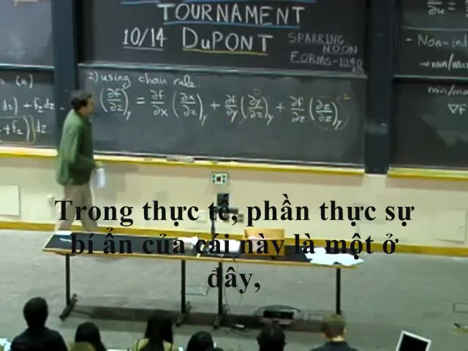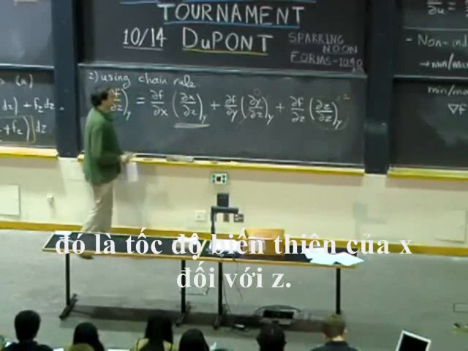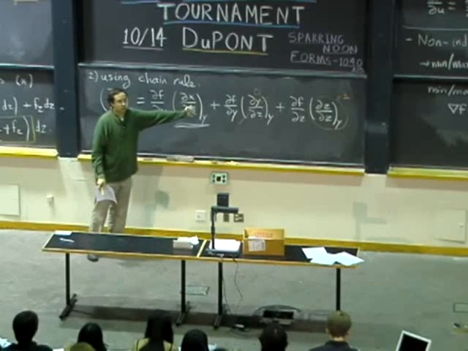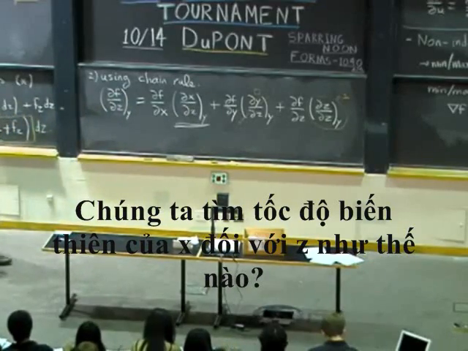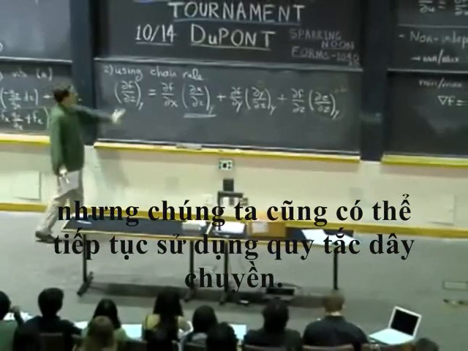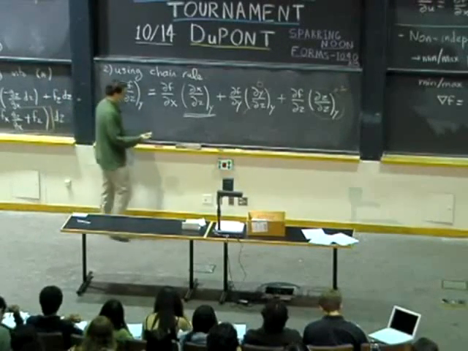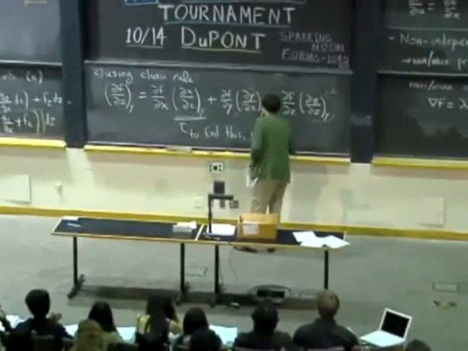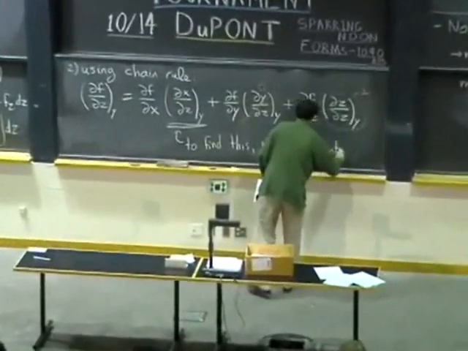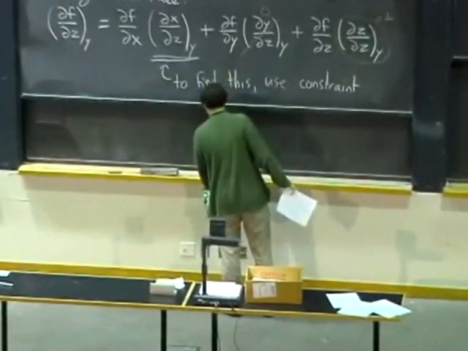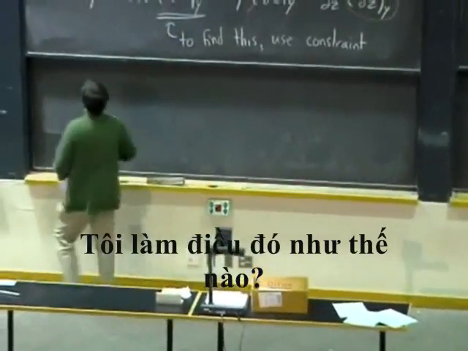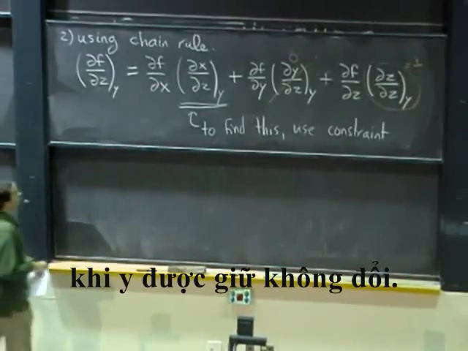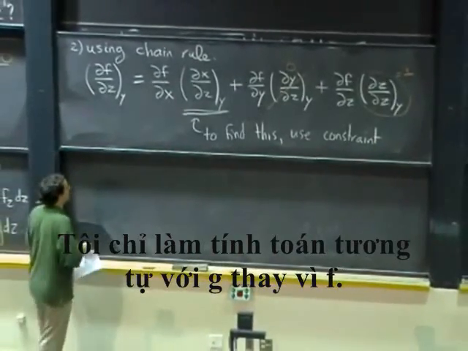So in fact, the really mysterious part of this is the one here, which is the rate of change of x with respect to z. And to find that, we have to understand the constraint. Okay? So how can we find the rate of change of x with respect to z? Well, we could use differentials like we did here, but we can also keep using the chain rule. So how can I do that? Well, I can just look at how g would change with respect to z when y is held constant. So I just do the same calculation, but with g instead of f.